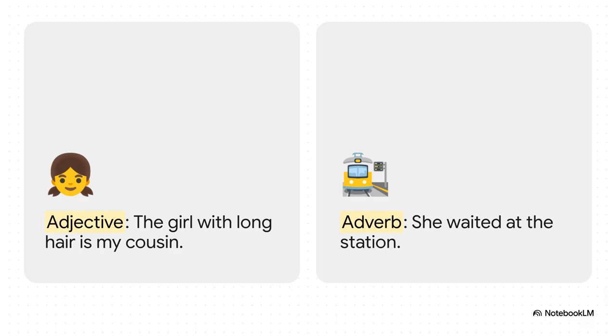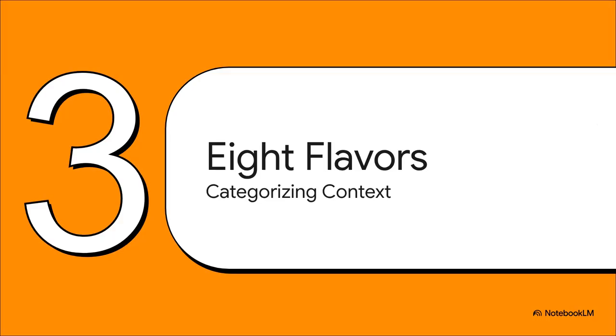Now compare that to she waited at the station. In this case, at the station modifies the verb waited. It answers the question where. It's the exact same structural formula, but wearing 2 entirely different disguises. That brings us to Section 3, the 8 flavors of prepositional phrases where we categorize the context.